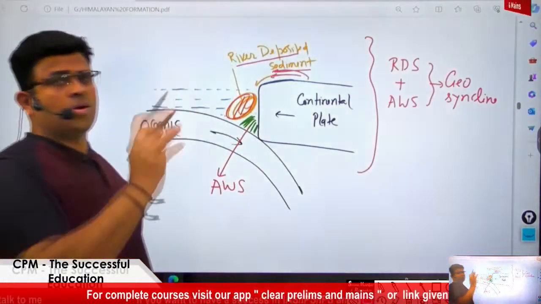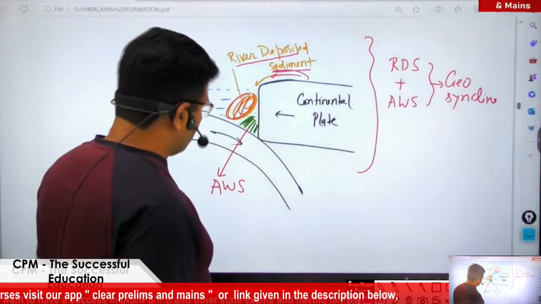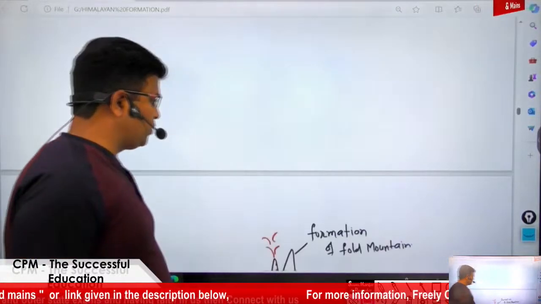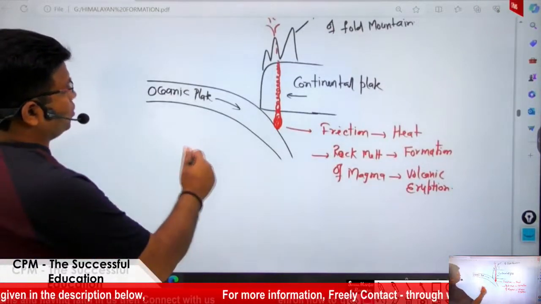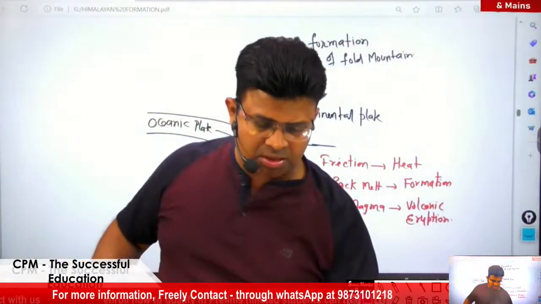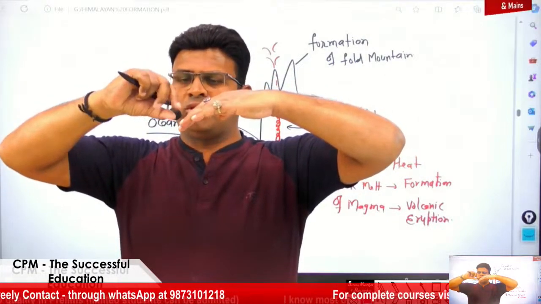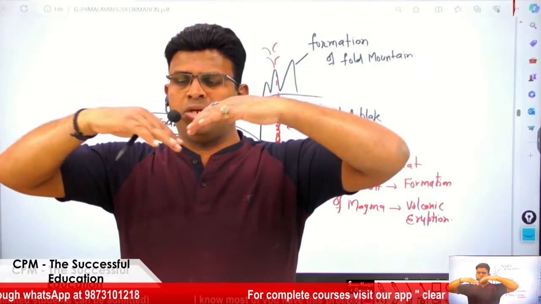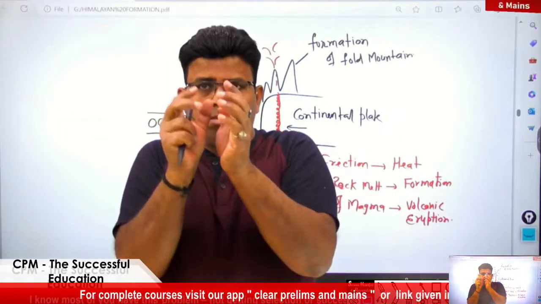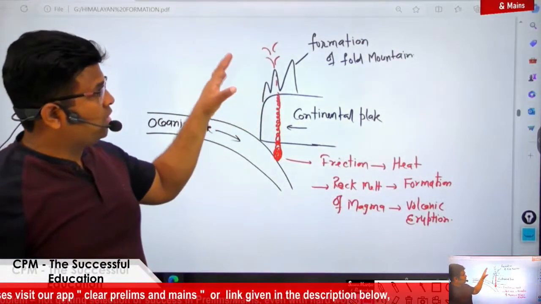And this is the real cause of formation of fold mountains. Here we can see what happened when the oceanic plate is converging. When it is converging, this accretionary wedge sediment and river-deposited sediment, under the compressional force, buckled into fold mountains, and there is a formation of fold mountains.